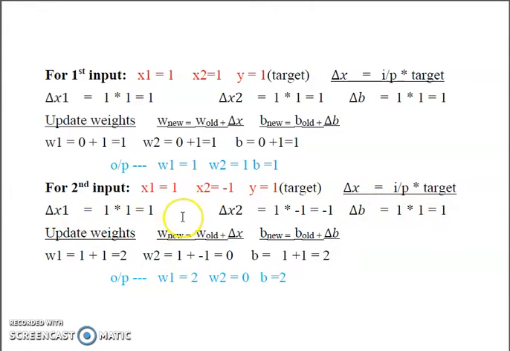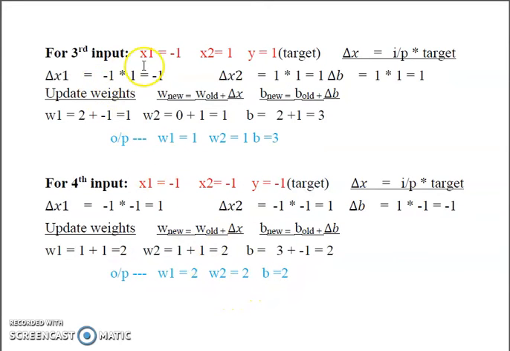So we calculated delta x1, delta x2 and delta B. Now you update the weights. For updating weights, you take the old weight and add the delta value. So W1 is equal to 1 plus 1, that is 2. When you come to W2, the delta is minus 1 plus the old value 1, so 1 plus minus 1 is equal to 0. When you come to B, it is 1 and here also it is 1, so 1 plus 1 is 2. So the updated weights are W1 is equal to 2, W2 is equal to 0 and B is equal to 2.